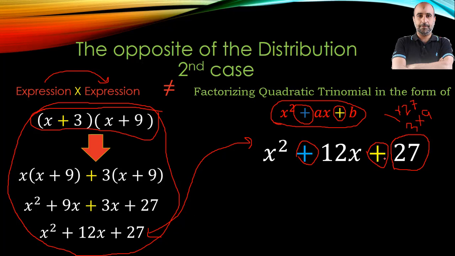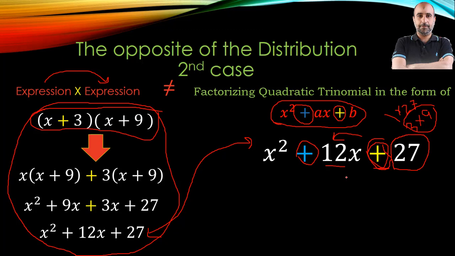Which case of them? Look at this sign. The sign of the absolute number is plus. Then we need to find one of these two cases whose sum, because it's a plus, will be the middle term. The middle term is 12x. Which one of them has a sum of 12? 1 plus 27, not 12. 3 plus 9, yes, their sum is 12.